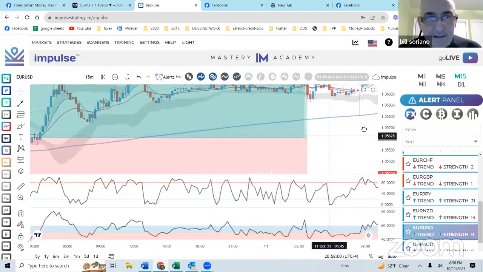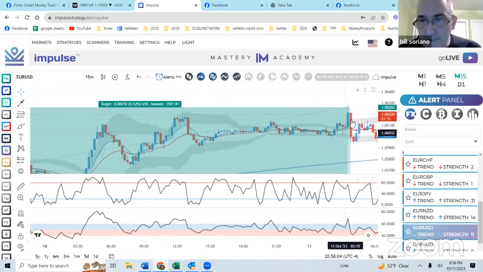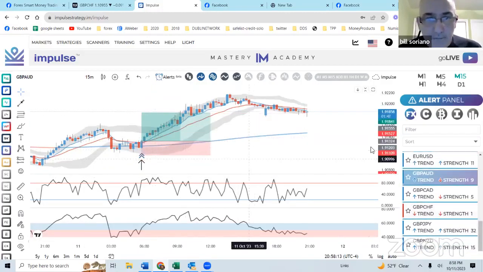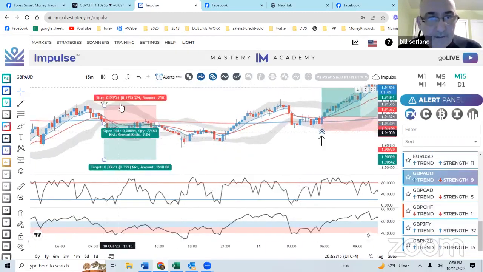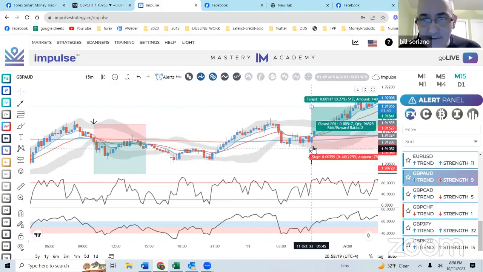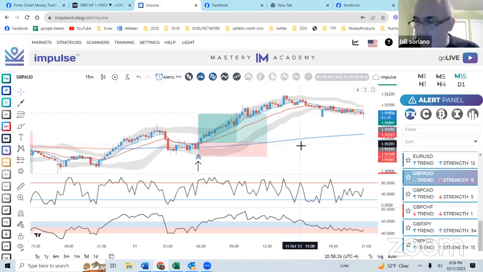EURUSD, there's another winning trade there, as you could see. Price goes up right here and gets our take profit. Right here we have a winning trade. So right here, we would have had to exit this trade, so that would have been a losing trade, this first one. And then we would have had a winning trade right after it. So we're 14 wins and 4 losses right now.